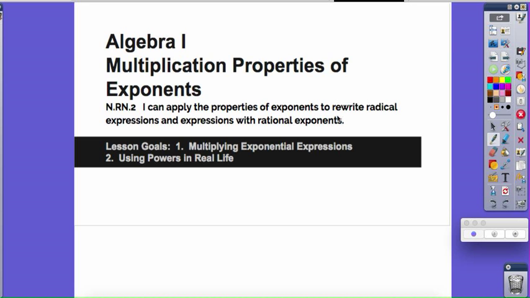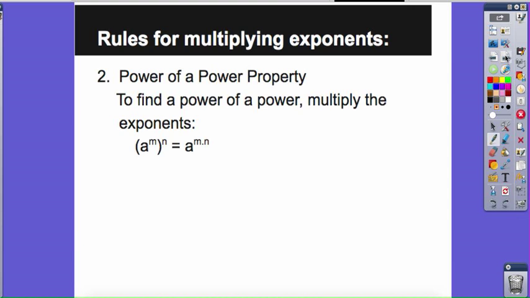Okay, looking at multiplication properties of exponents. Still have the same standard here, N.RN.2. Applying properties of exponents to rewrite radical expressions and expressions with rational exponents. We're getting there. Today we're going to focus on the second rule of exponents, which is power of a power.